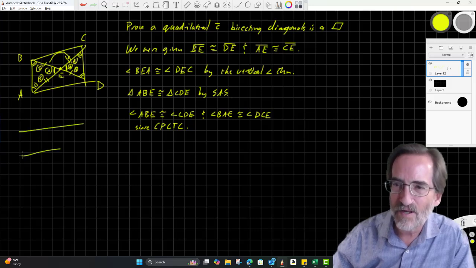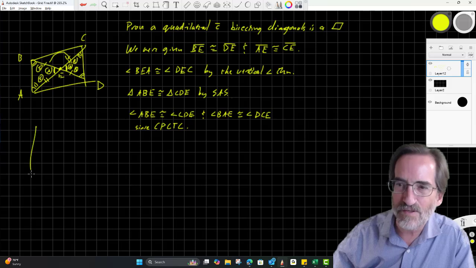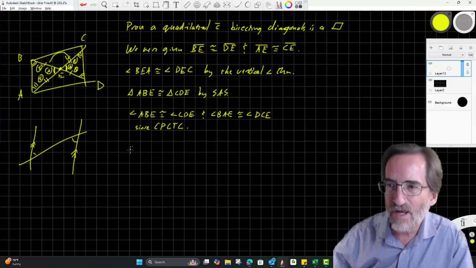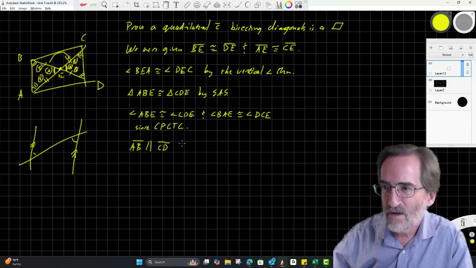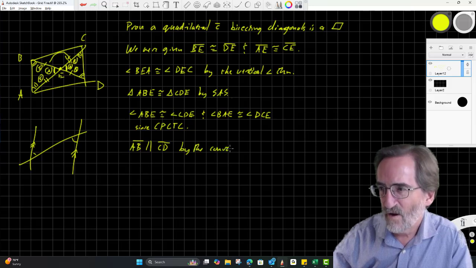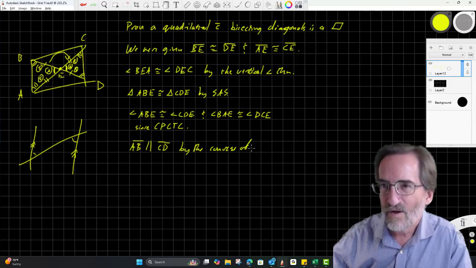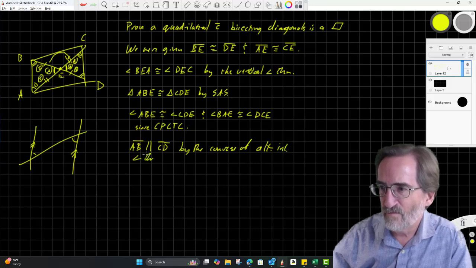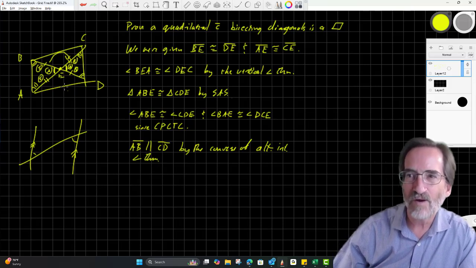Now we've got some parallels. So what we just proved is this situation. I only needed one of those, actually. Right? So we just proved that these two sides are parallel. So AB is parallel to CD by the converse of the alternate interior angle theorem. I'm going to abbreviate. Alternate interior angle theorem.